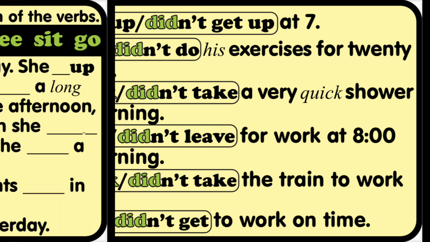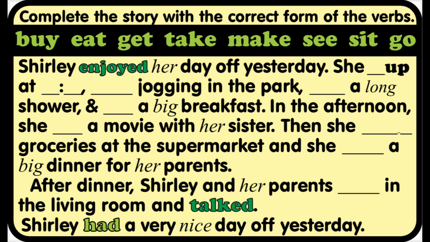All right, now let's complete the story with the correct form of the verbs. Buy, su pasado es bought. Eat, con su pasado ate. Get, con su pasado got. Take, con su pasado took. Make, made. See, saw. Sit, sat. Go, went. Let's begin. Shirley enjoyed her day off yesterday.